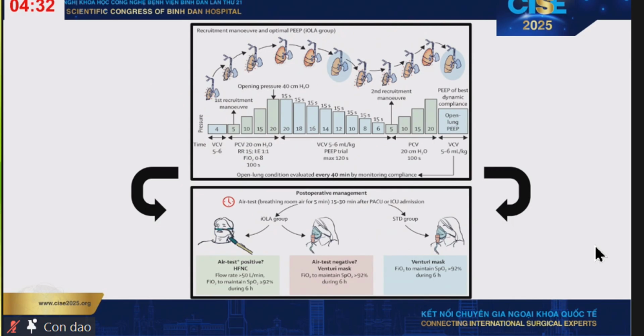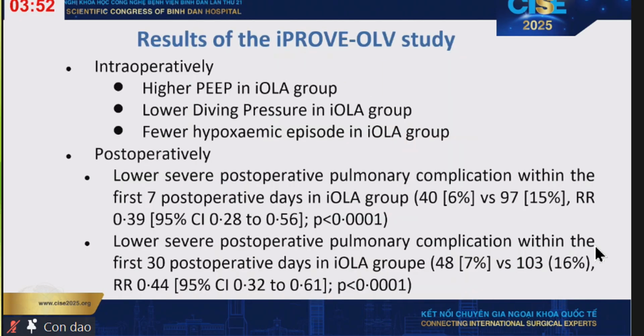Postoperatively, between 15 and 30 minutes after return to the postoperative care unit, patients are placed on room air. Patients in the control group have oxygen titrated by mask to an SpO2 of at least 92%. In the individualized open lung approach group, in the event of a positive test, patients are treated with high-flow oxygen therapy for an SpO2 of at least 92%. If the test is negative, oxygen is given by mask to an SpO2 of at least 92%.